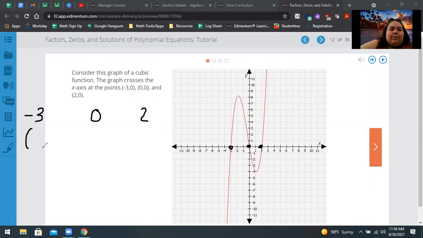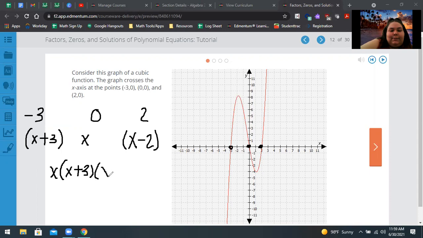So again, I set up my parentheses. Now 0 is an interesting thing, but let me do -3 first. We should have x plus 3. To represent 0, it's just an x. Then for 2, again, opposite sign, x minus 2. So if you put these factors together, I like the x not to be in the middle, because it looks kind of like saying multiply x plus 3 and x minus 2, when it's not the case. Just bring the x to the front. So then you have x, x plus 3, and x minus 2.